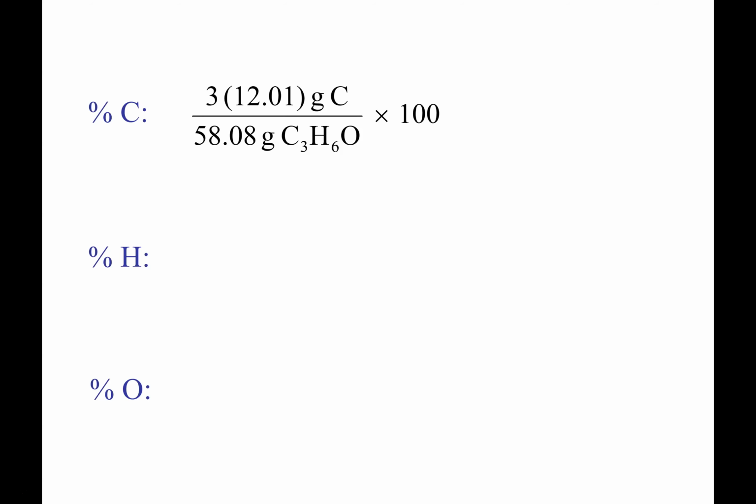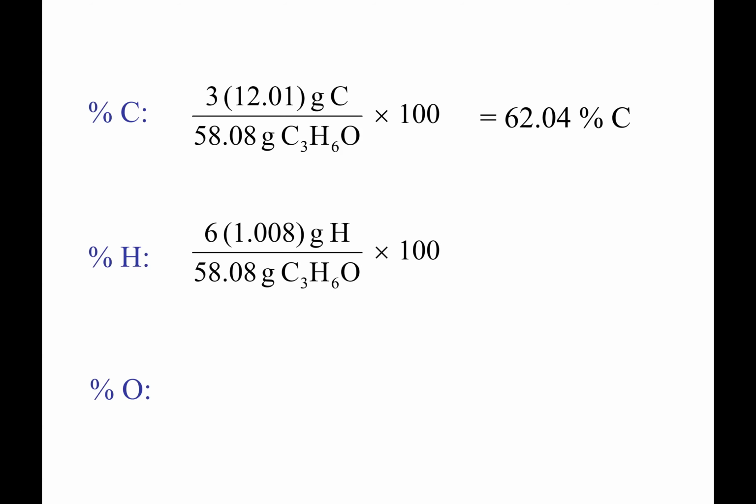So for carbon, in the numerator, the mass of carbon we said is 3 times 12.01 grams. The total mass of 1 mole of molecules is 58.08 grams. And we know to get it to parts per 100, we take it times 100%. How many sig figs should we go with? 4. 4 is the right answer. Very good. So when I did the math, I got 62.04, and units would be percent. 62.04%.